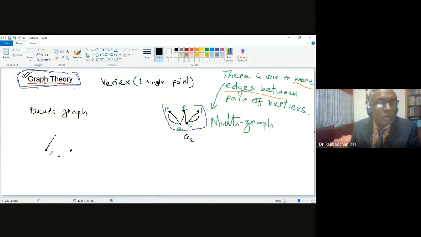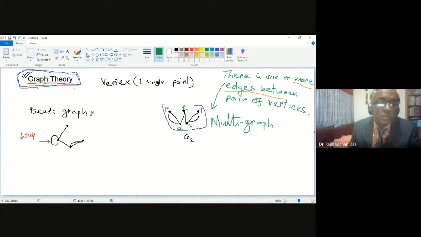There may be simple or not simple, but usually it is not simple. I mean, usually it is a multigraph. The main point is there will be one or more loops. So this is the loop. What is a loop? A loop is the edge which starts and ends at the same vertex. So a pseudograph is a graph where there is one or more loops.